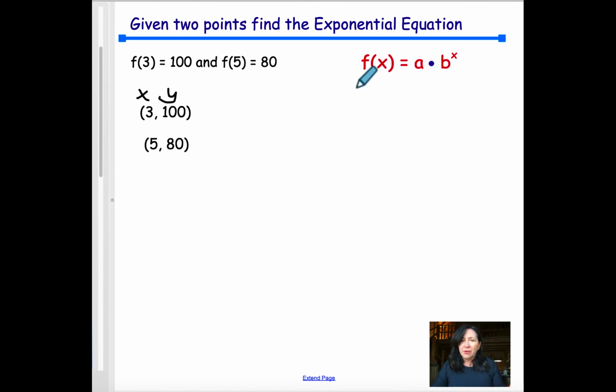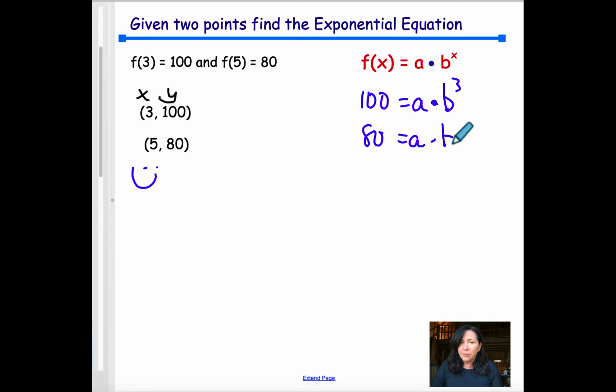So once I plug my numbers in for this one, I get 100 is equal to a times b to the 3rd power. Notice that I actually have two unknowns. And when you have two unknowns, that means you need two equations. So luckily, we have 2 points. So let's plug this point in: 80 is equal to a times b to the 5th power. Two equations. What I'm going to do for this problem is divide, and I'm going to flip-flop the equations, because I like the higher power on top so that it subtracts and I don't have to deal with negative numbers.